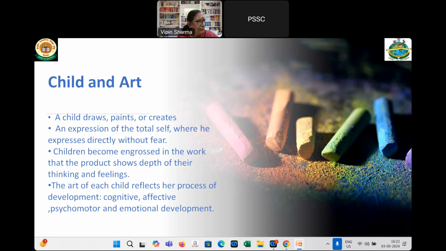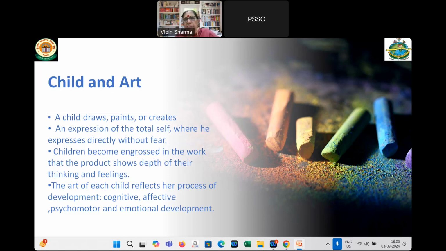So when we talk about child and art, the most important thing is how the child is engrossed in the painting. When a child draws, paints, or creates an expression of total self, he observes, thinks, experiences, and writes. Let us teach each child to reflect himself. Usko boliye, aap apne aap ko bataiye. Because as the child grows, so does the art.